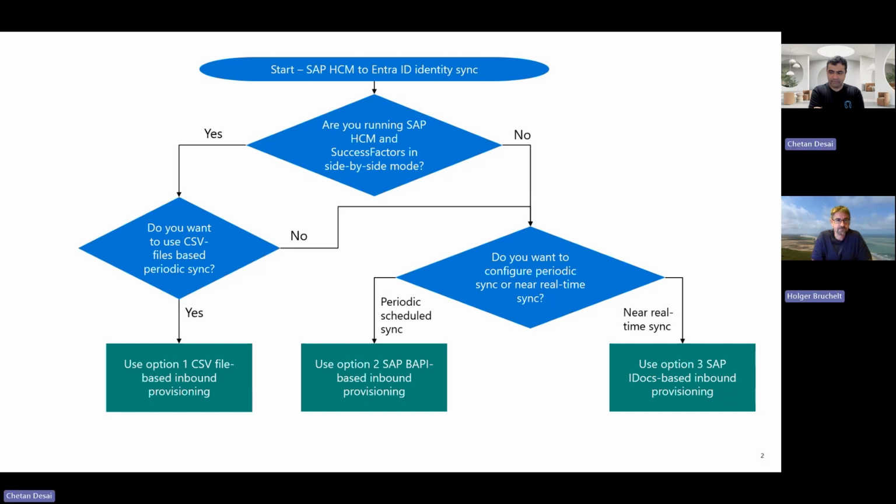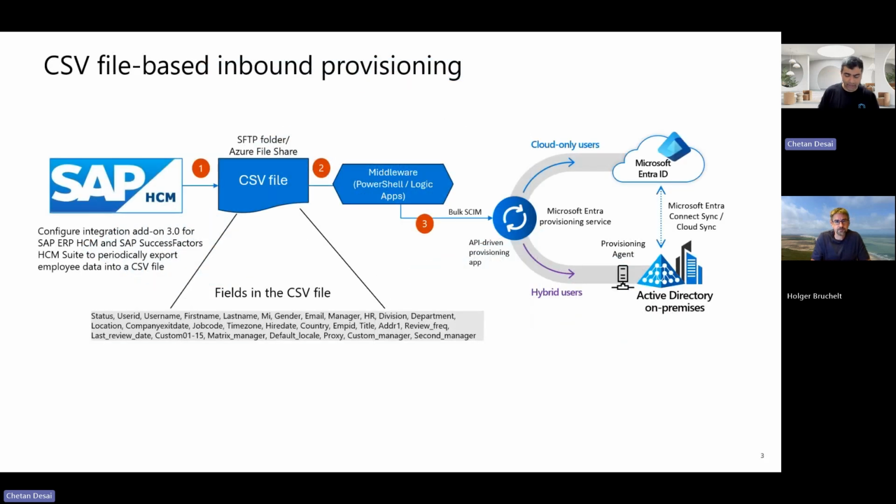Cool. Okay. So let's go with discussing the first option here, the CSV file-based inbound provisioning. How do you go about doing that, right? So in this option, you will see that from SAP HCM, especially if you're running it side by side, there is an add-on. There's an integration add-on that is provided by SAP, which allows you to periodically export employee data into a CSV file.